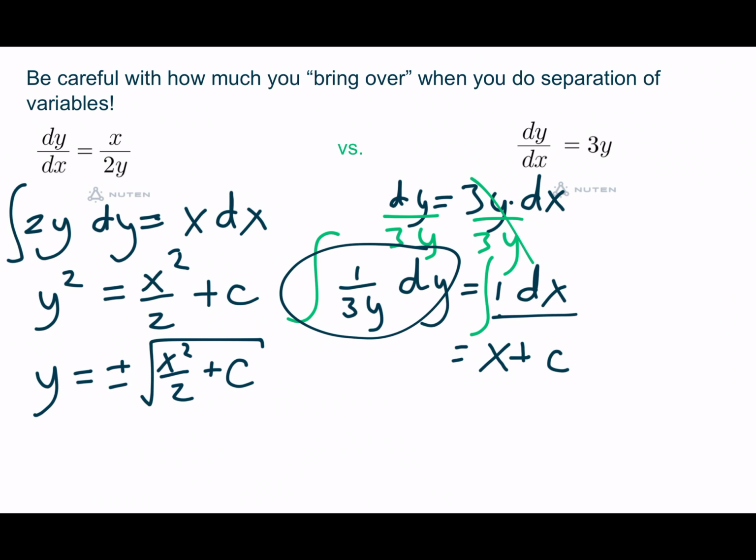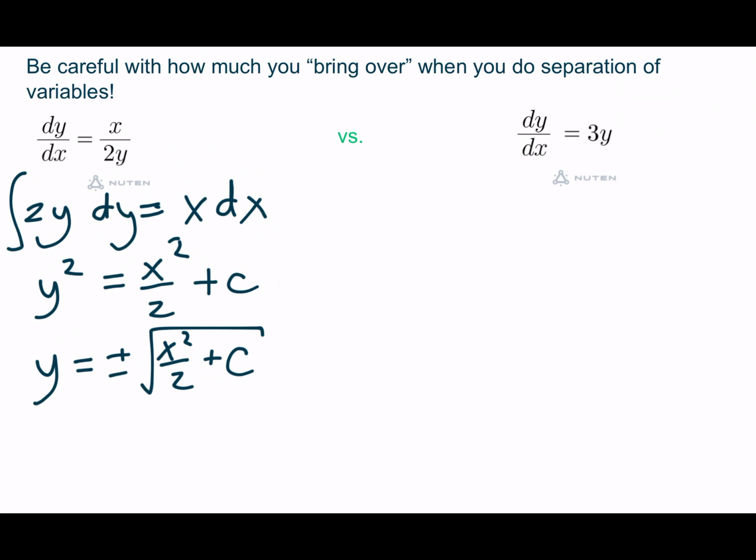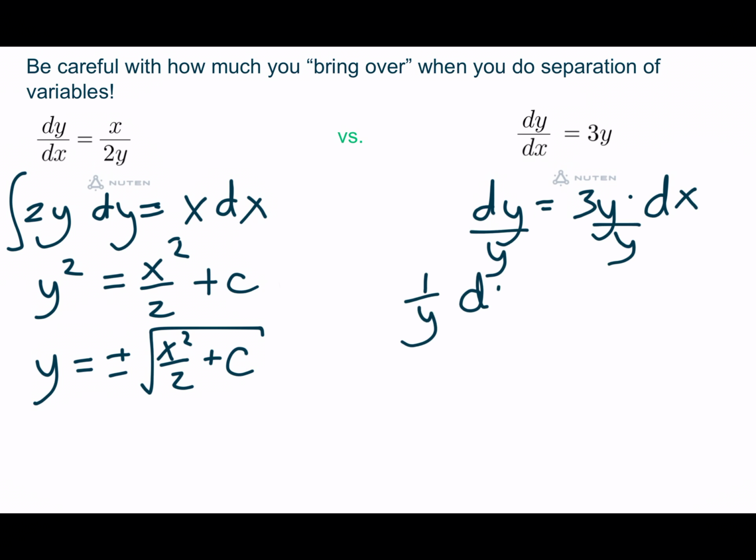Versus if I go back to this one, and instead of bringing over that 3y, I just say, okay, I have dy dx equals 3y. What I'm going to do is just move the y. I'm not going to move the 3. So when I multiply by my dx, I'll have dy is equal to 3y dx. I'm only going to divide out by the y. So I'm going to have 1 over y dy is equal to 3 dx. And again, I'm doing this because when I moved the 3, I just had to move the 3 back. So what's the point of moving it to the left side just to move it back to the right side when I could just leave it on the right side?